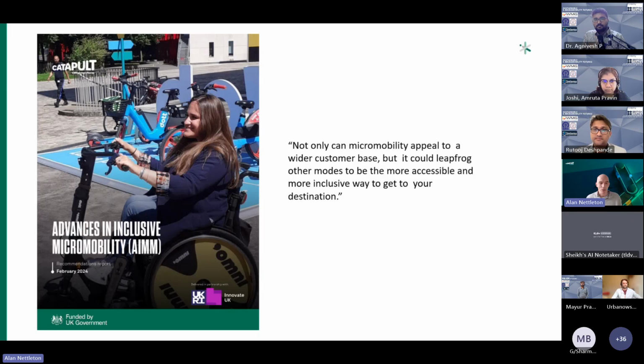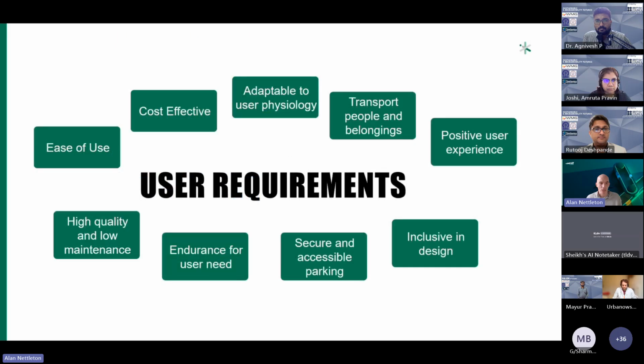I think the most vital thing is a thorough understanding of user needs and user requirements. We did a lot of consultation, and we came up with our 9 user requirements for micromobility. I'll just run through these. First, ease of use. Current micromobility vehicles are geared towards able-bodied users and don't always cater for accessible and inclusive needs. This doesn't just relate to the vehicle, it also relates to the infrastructure.